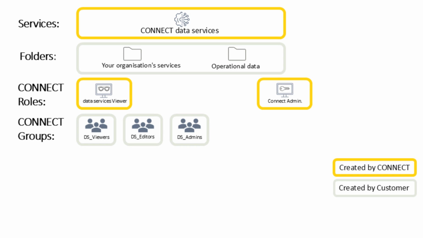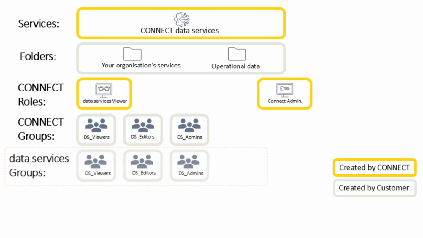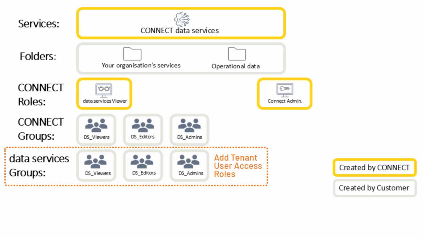After creating your Connect groups, let's look at the actions needed in Connect Data Services. You will select your new user groups within Connect Data Services and add tenant user access roles. Data Services will link to your Connect groups to give access to your users. This will be demonstrated in the next section.